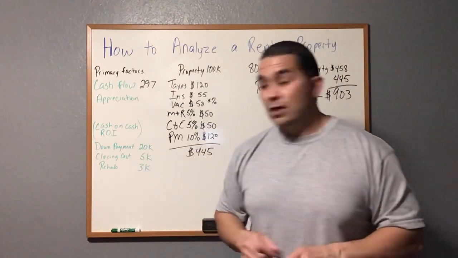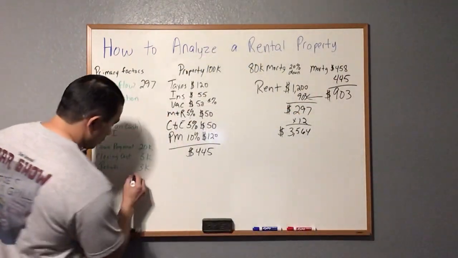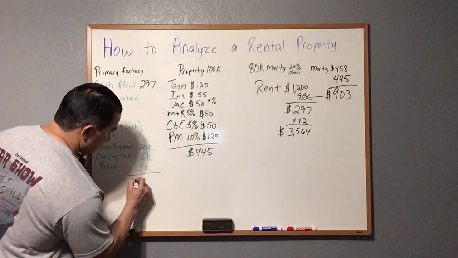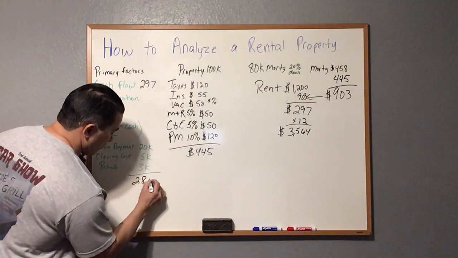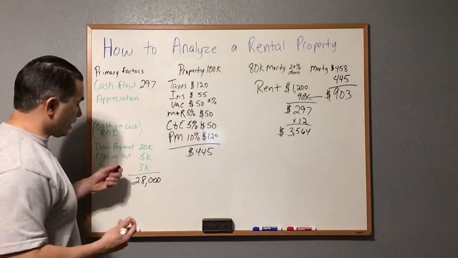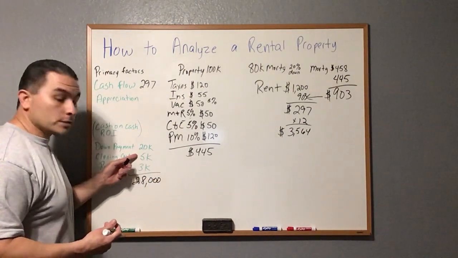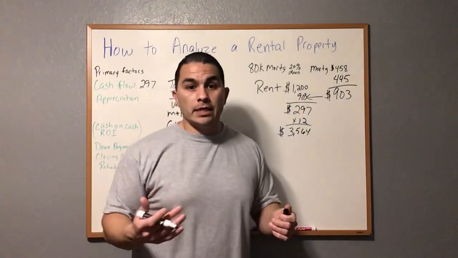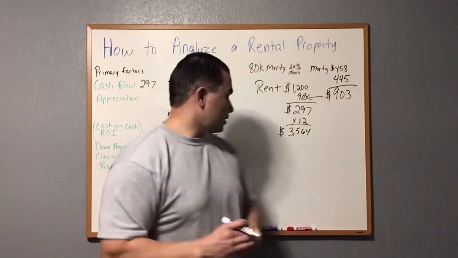Is it pretty close? Well, we're about to find out. So you add this up, this is $28,000. That's the total that you put in. Again, this figure may be different. Closing costs may be different because of your state, city, and the property that you purchase.